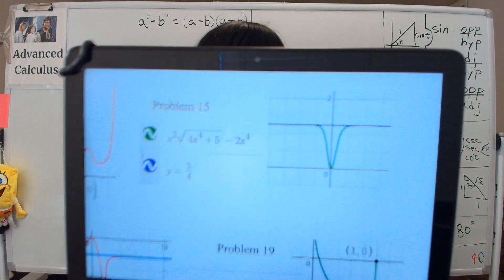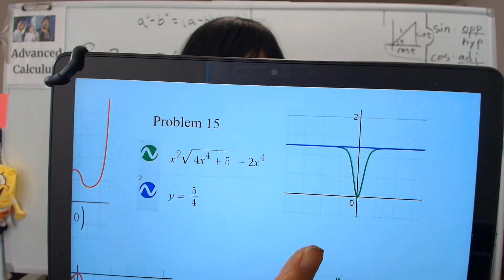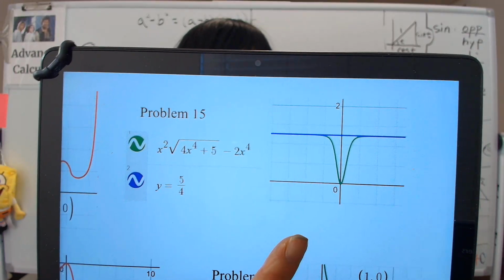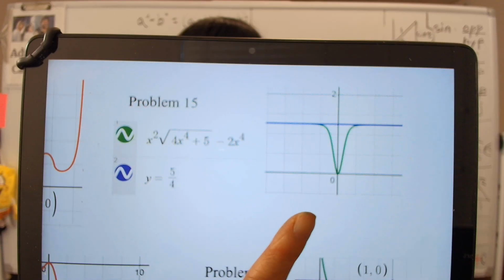Okay, and of course we have our trusted Desmos, and look at how beautiful the graph is. It looks awesome. You notice it approaches y equals 5/4 very, very quickly. Look at how fast it got there.